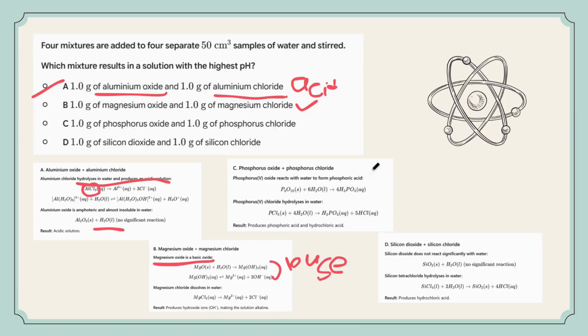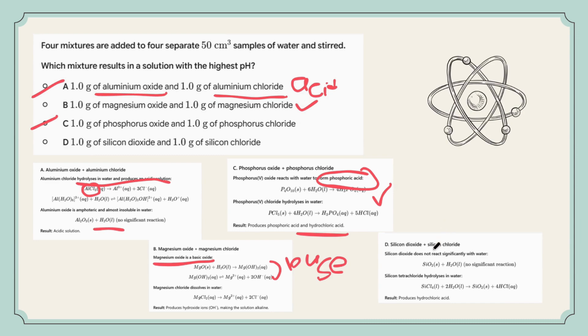Next, let's check option C, phosphorus oxide plus phosphorus chloride. Phosphorus oxide reacts with water to form phosphoric acid. This is phosphorus oxide and this is H2O, and we balance it to make phosphoric acid. And phosphorus chloride hydrolyzes in water and also produces acid. So this is also acidic, and no.